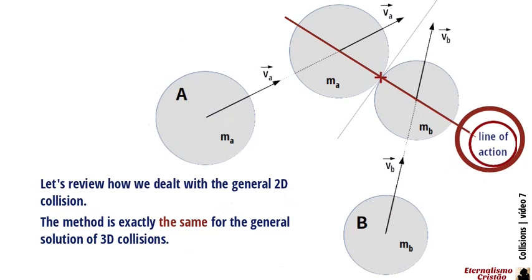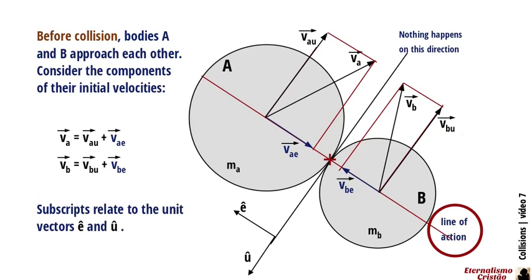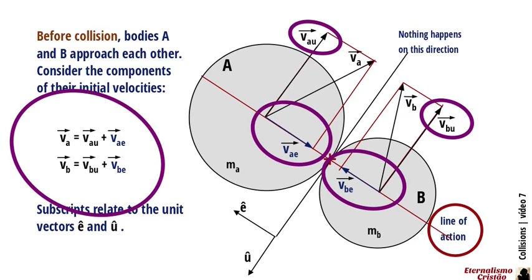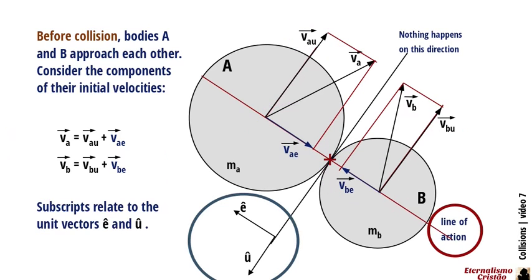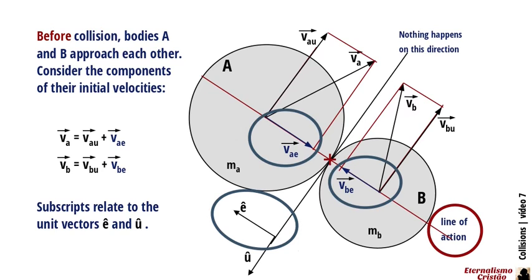Let's review how we dealt with the general 2D collision. The method will be exactly the same for the general solution of 3D collisions. Before collision, bodies A and B approach each other. Consider the components of their initial velocities. Unit vectors, E and U, are of utmost importance. Everything happens along the direction of unit vector E.